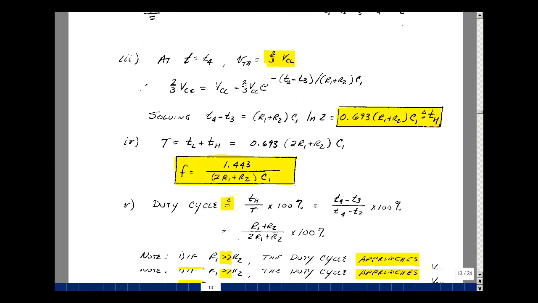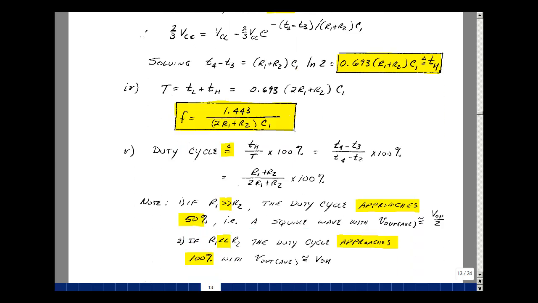Another thing we'll find handy is a thing called a duty cycle. This is the time that it's high to the period, and that would be our T4 minus T3 over T4 minus T2. That difference was natural log of 2 times C1 and then R1 plus R2, and the same expression here, and the natural logs of 2 cancel and the C1s cancel, and I get R1 plus R2 over 2R1 plus R2, and then times 100% is usually how it's stated.